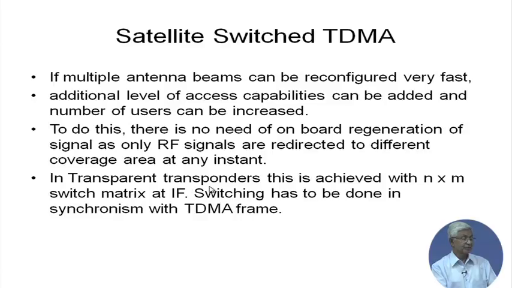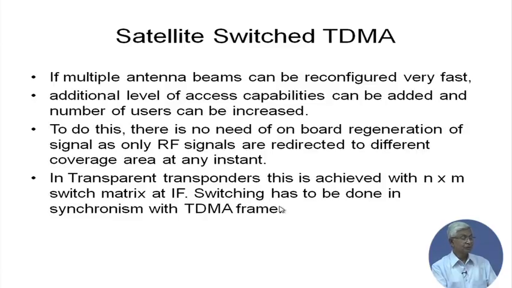The transparent transponder, bent pipe transponder, can be achieved with an n by m matrix switch at RF or at IF. The switching has to be done in synchronism with the TDMA frame, because each switch state will hold for some time which is equivalent to the TDMA frame. So the switch has to be properly synchronized. This is the tough thing. One is that the switch has to be very fast switching. That is possible using microwave switches, but then it has to be synchronized with the TDMA frame. That is an interesting issue.